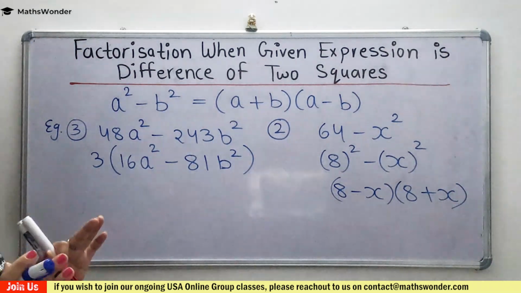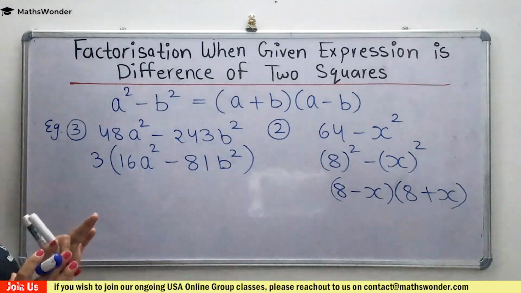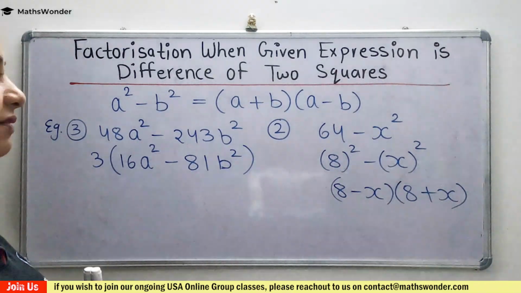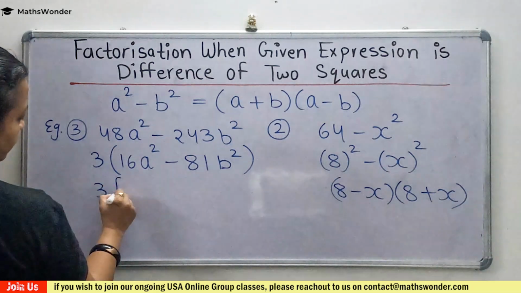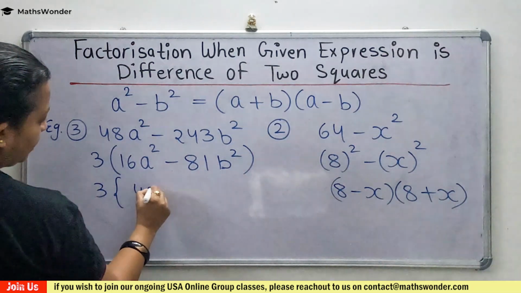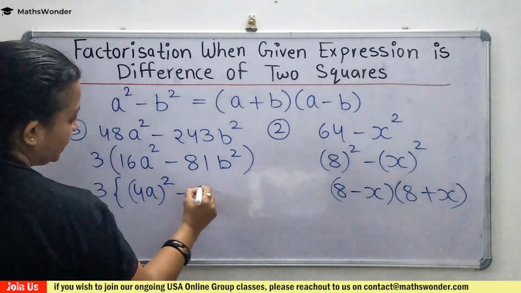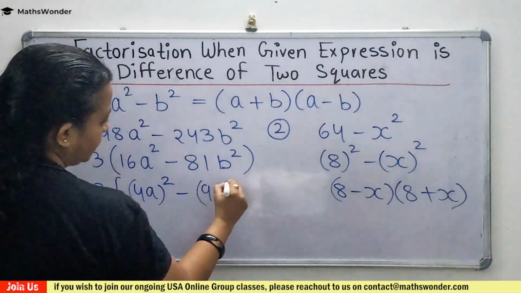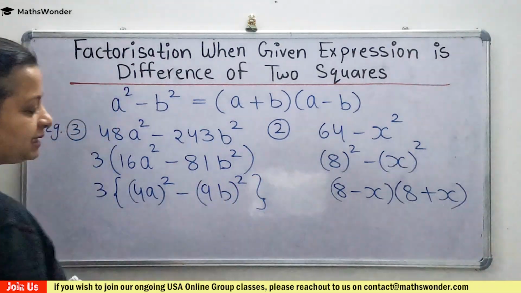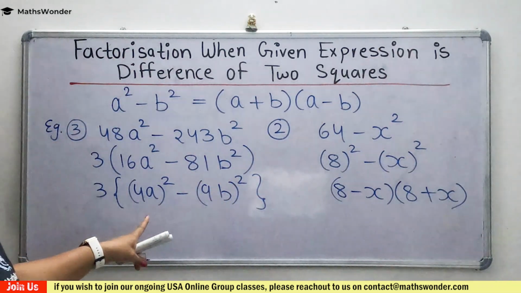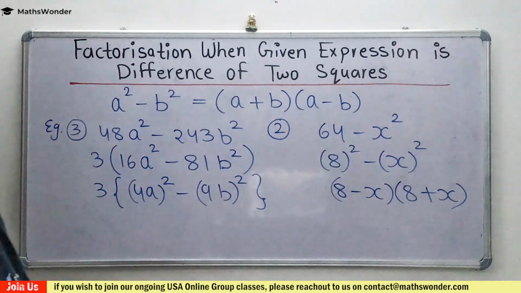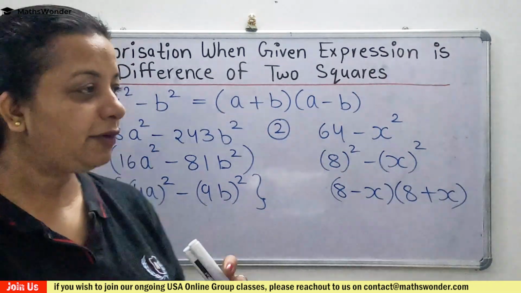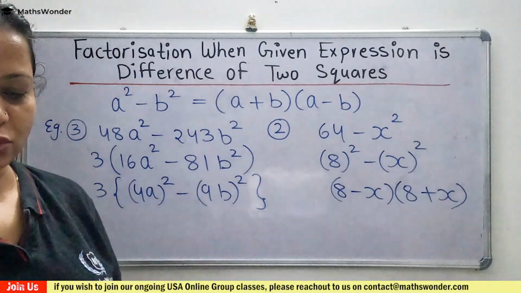16 is the square of some number and 81 is also a square of a number, right? So how can you write it? You can write 16 as 4a square, and 81 as 9b square. Alright? Any confusion in this step? Please let me know. If you have any doubt, please let me know.